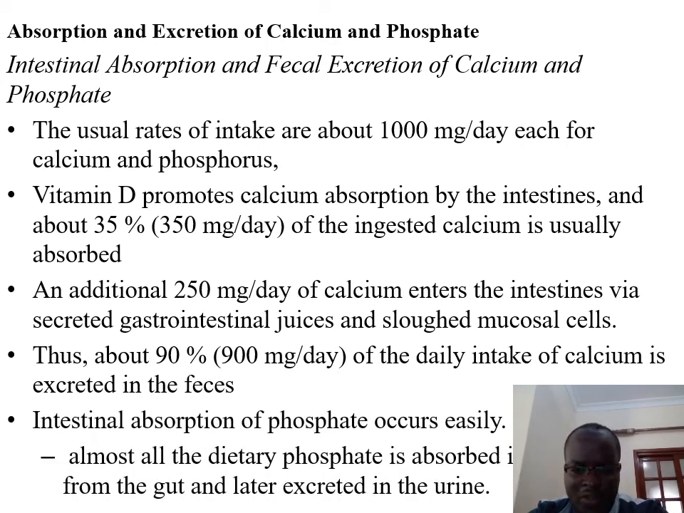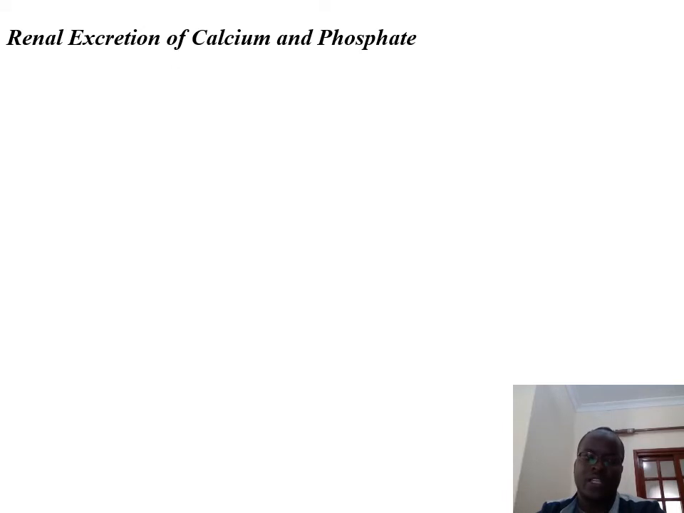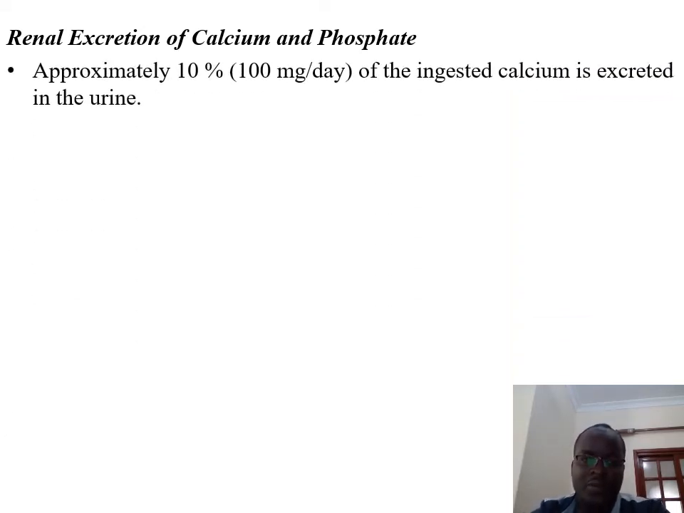Intestinal absorption of phosphates occurs easily. So almost all the phosphates that you're introducing to the GIT are going to be absorbed. Then later on, they will be excreted in the urine according to the overflow of phosphates. So there is control of phosphate concentration in the body. If you have an excessive amount of phosphates, much of it will be excreted by the kidneys in the urine. That's what I mean by renal excretion of calcium and phosphates.